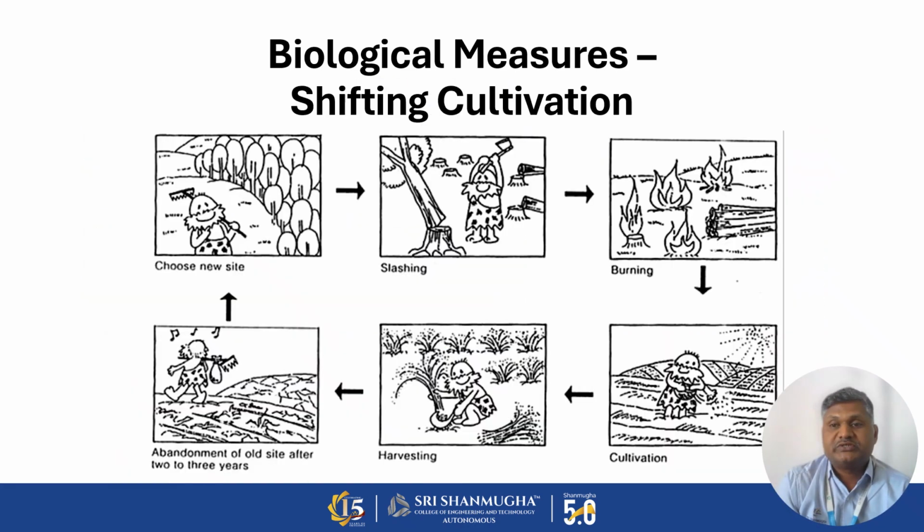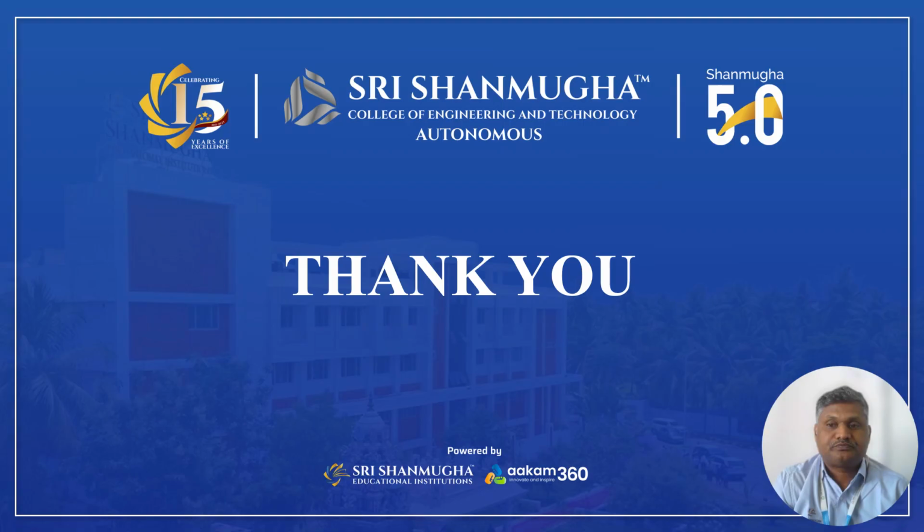So these are the biological measures, and the last one is shifting cultivation, as I mentioned. The tribals choose a new site, then slashing of the trees, then burning of the materials, then cultivation starts, harvesting is done, then abandonment of the soil after 2 or 3 years. Then they will choose another location, and in another location they will do the same process. After 3 or 4 cycles, they may come back for the next round in the same area. So this is called shifting cultivation. Thank you.